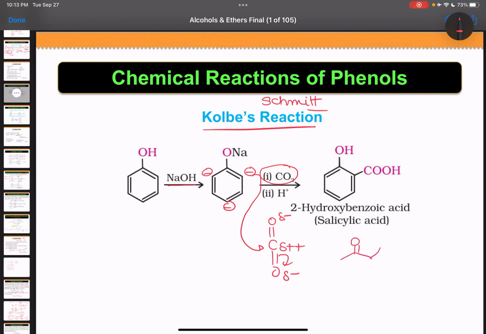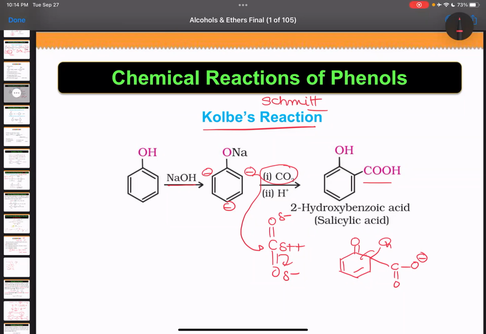How is CO2 polar, sir? CO2 is non-polar. Its bonds are polar, but overall the molecule is non-polar. Okay, sir. But it has polar bonds, individual bonds. The net dipole moment is 0. So the carbon, having partial positive charge, is susceptible to be attacked by C minus. So here also the same thing happens, and you have this COOH, right? Yes, sir.